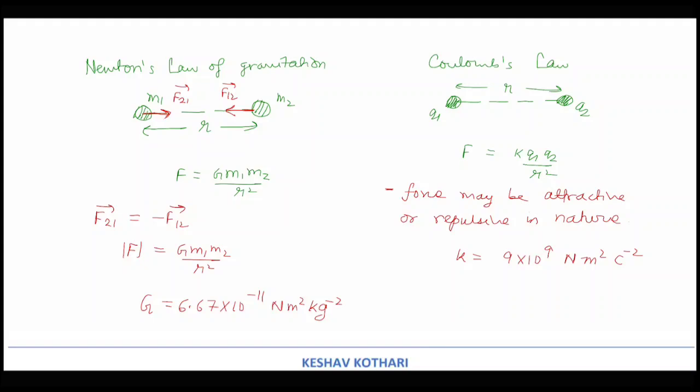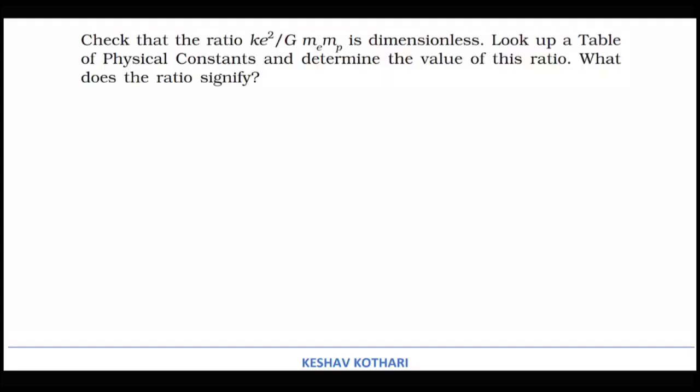So let us solve a problem to understand it. We are asked to check that the ratio ke² upon G me mp is dimensionless. Look up the physical constants and determine the value of this ratio. What does the ratio signify? So the parameter which is given to us is equal to ke² upon G me mp, where G is the gravitational constant and k is the Coulomb constant.